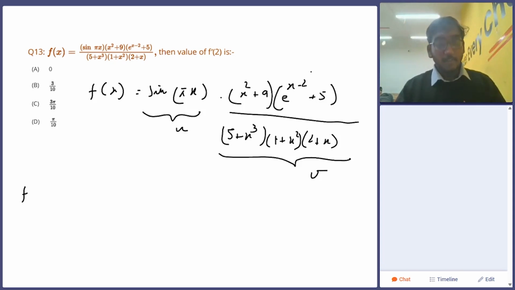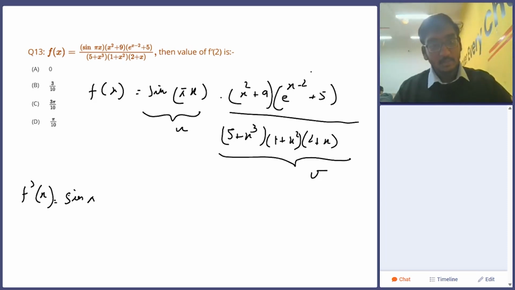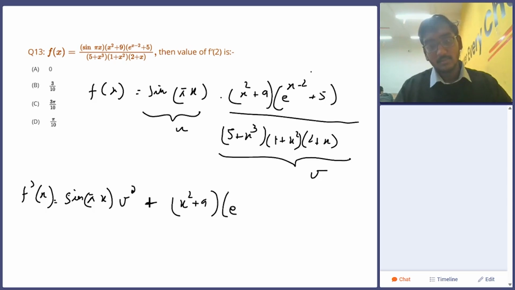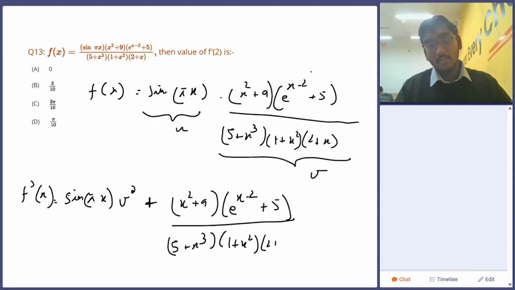Okay, so what will be f dash of x? It will be u v dash plus v u dash. So it will be sin pi x times, okay, we'll just call it v dash. Okay, we'll not evaluate it. We'll not bother about it. Then v u dash will be what? This entire expression one plus x square 2 plus x.